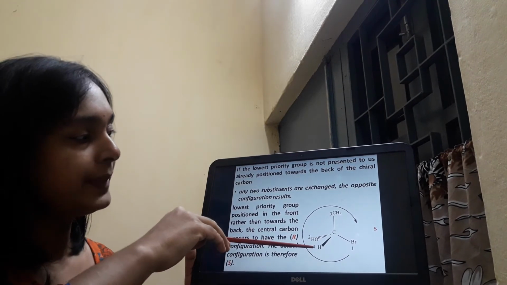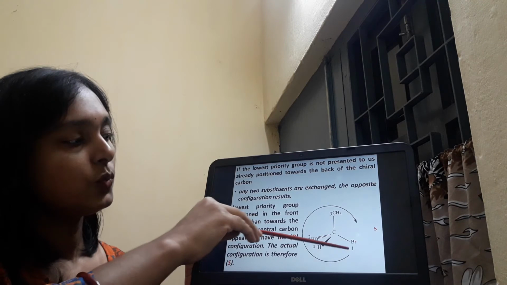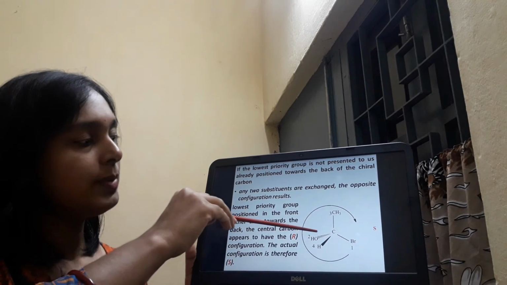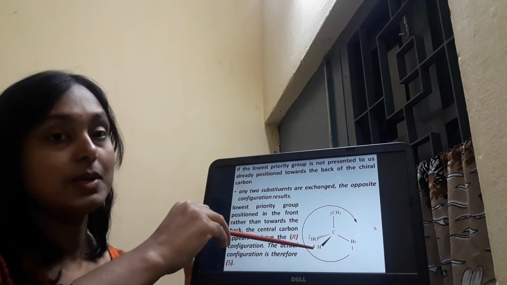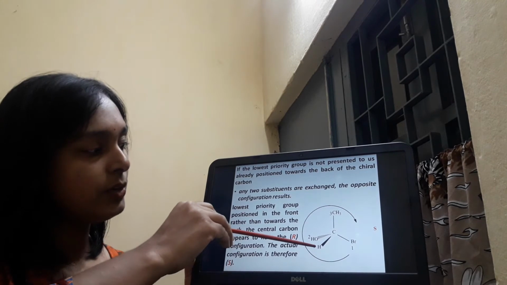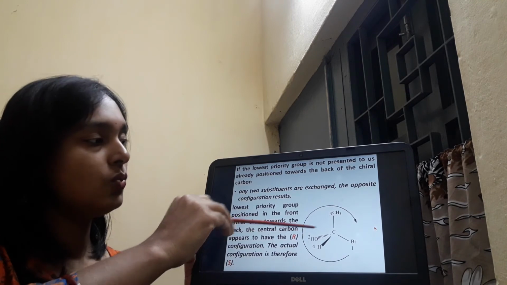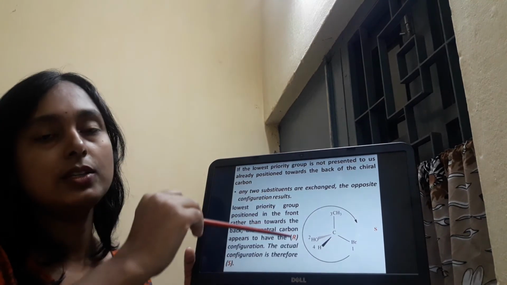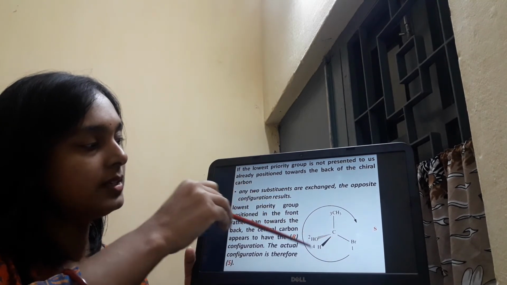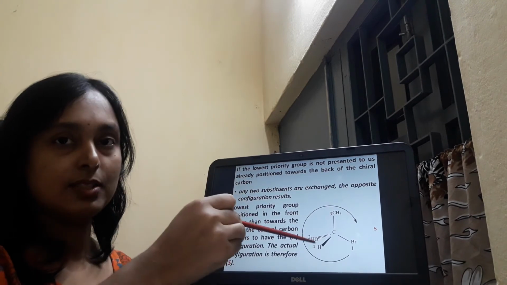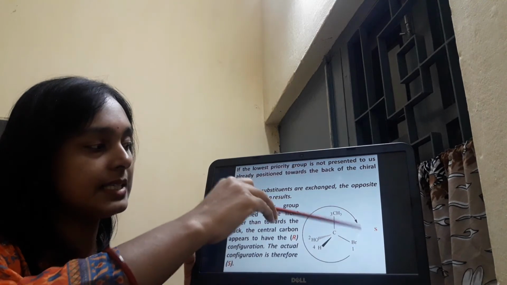So here in this example, you can see that bromine will be first priority. Second priority will be OH. Third priority will be CH3. Hydrogen will be our fourth priority. But here, the fourth priority group, hydrogen, should be kept over here, but it is OH already. So what will be the configuration? Actually, it will be the opposite. So here it is 1, 2, 3 clockwise, so it should be R. But actually it will be S. Right?